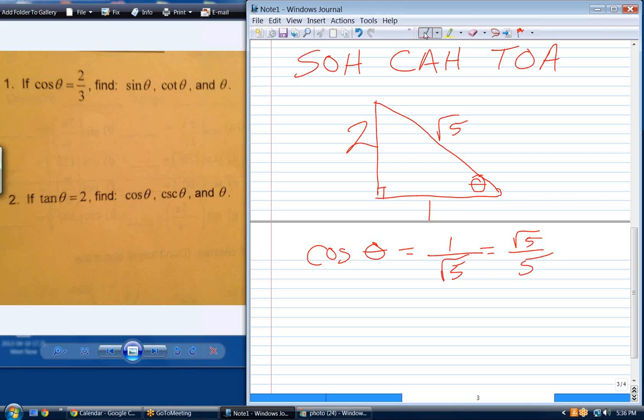Cosine is adjacent over hypotenuse. That's what this says. Adjacent over the hypotenuse. This says opposite over hypotenuse, and this is opposite over adjacent.